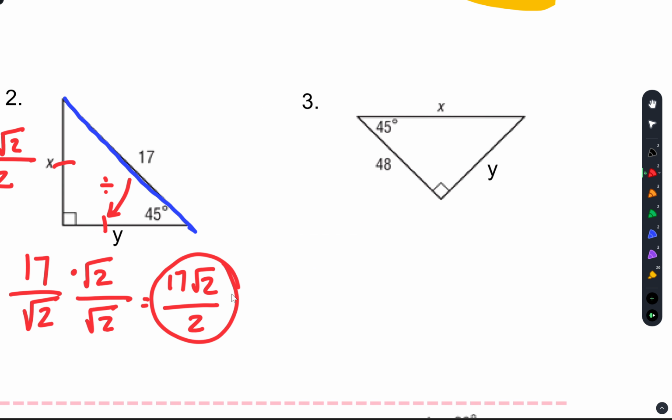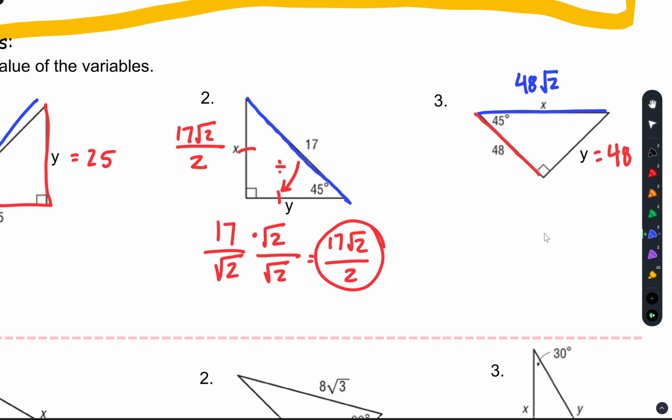Okay, number 3. Again, I'm starting with a leg, so I know my other leg right away is 48. To get to the hypotenuse, I take that leg, I multiply by radical 2. Hopefully, these should start coming real easy and quick for us. The faster we can get these, the better. Hopefully accurate as well. Okay, good with the 45, 45, 90s.